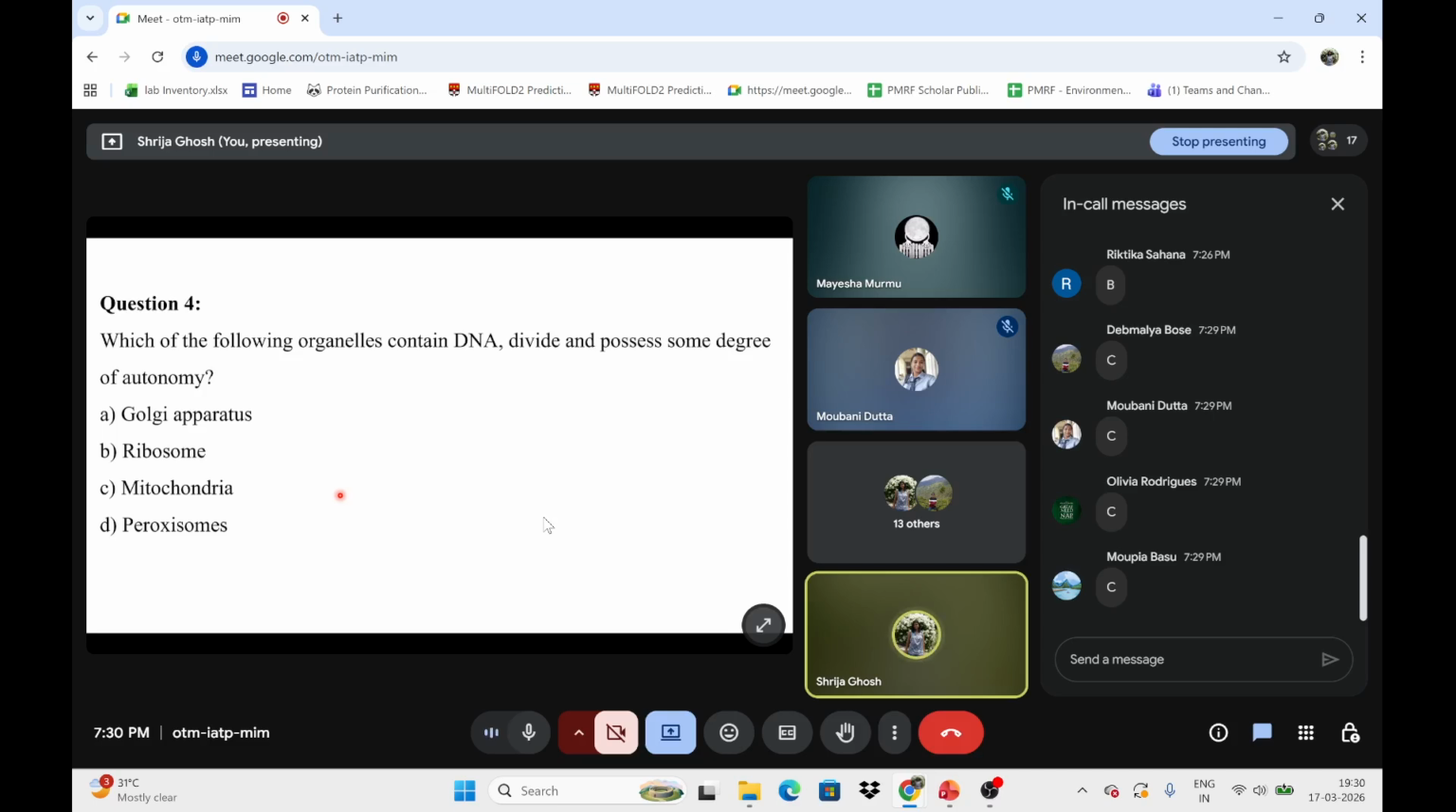I can see 4 answers in the chat box. All of them are option C, mitochondria. Anyone else wants to write the answer? Anyone else wants to answer?